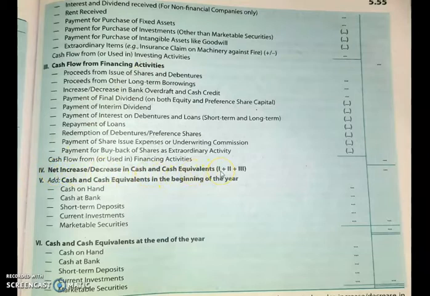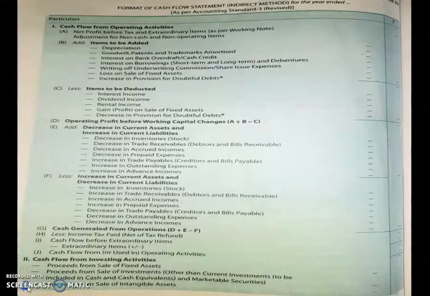That means activity 1, operating activity, activity 2, that is investing activity, and activity 3, that is financing activity. The answer you receive after adding and subtracting these items as per the format, all three items will be added and you will get one amount. To that amount you will have to add the fifth Roman letter, cash and cash equivalent in the beginning, and the sixth item is cash and cash equivalent at the end. Now let us go in detail with this format.